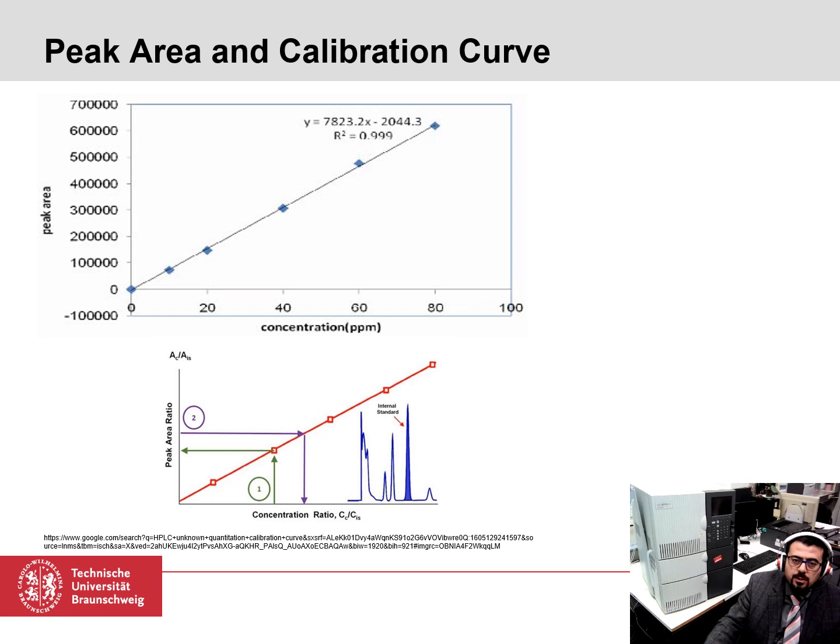The concentration of unknown substance in HPLC can be determined by correlating several concentrations of a reference substance to their peak area and creating what is called the calibration curve, and then by matching the peak area of the unknown substance to a certain concentration through this calibration curve, the concentration of the unknown substance can be determined.